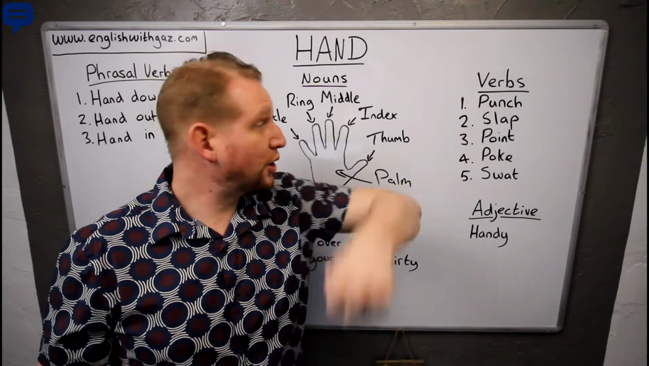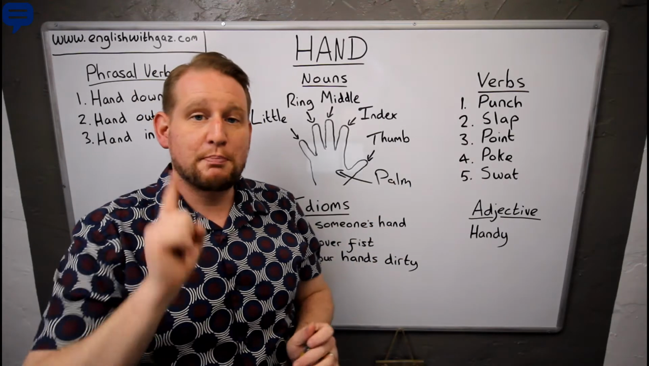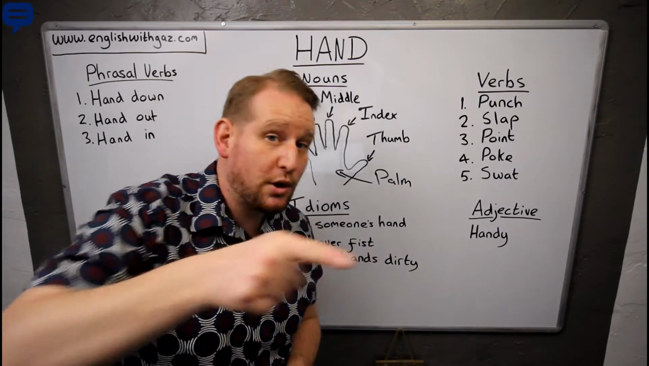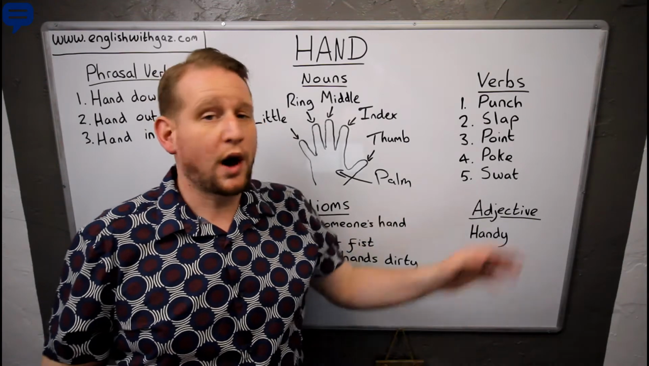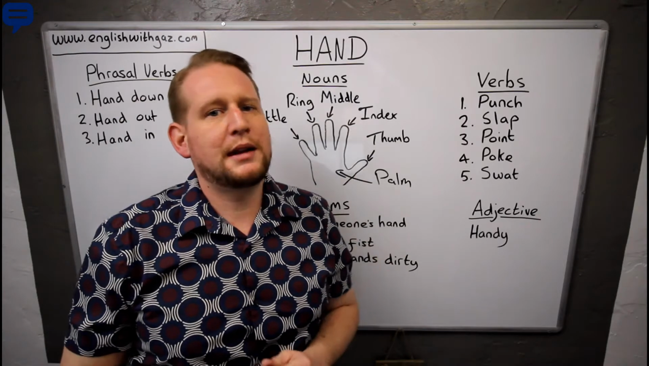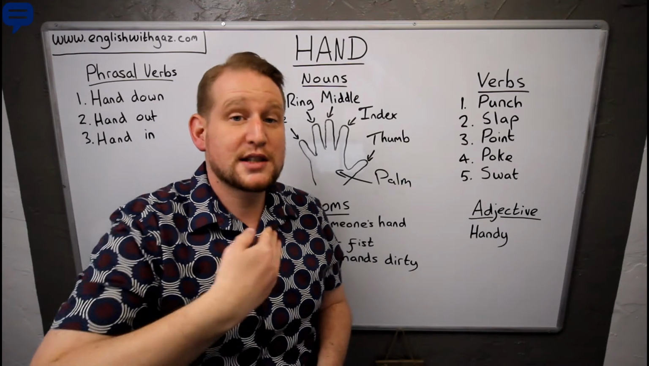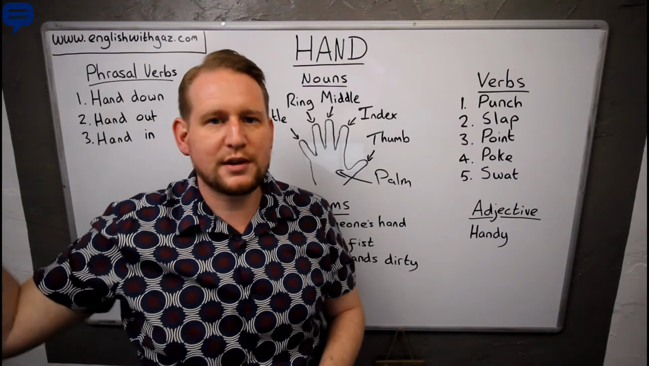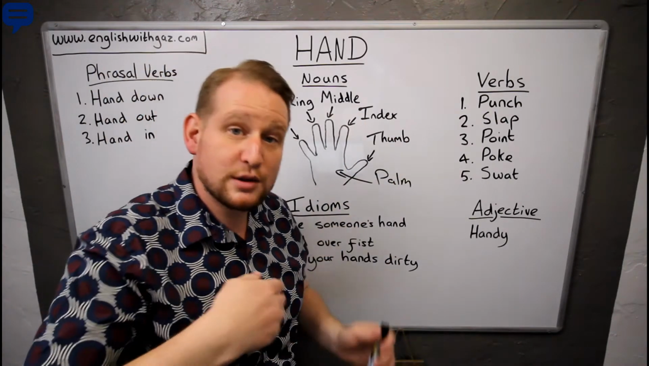So we've got number 1 to punch, number 2 to slap with our palm. Number 3 would be to point with a finger. Number 4 is to poke with a finger. And number 5 is to swat. Now we slap with the palm of our hand, but if you're being pestered by a mosquito or a fly or an insect, we swat it away. Swat it away with the outside of our hand. Punch, slap, point, poke and swat.